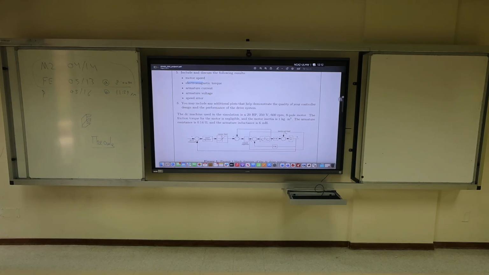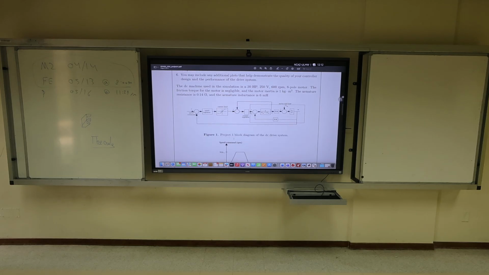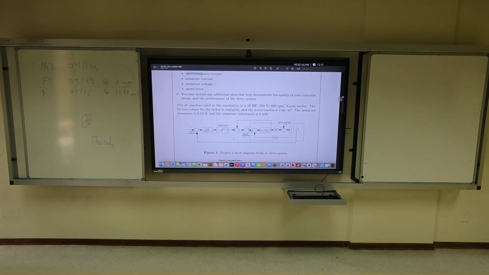Now these boxes, we want you to figure them out. No, figure it. No, not trial and error. It's already given, but you need to figure out what's the proper box. Is it a gain? Is it a transfer function? Is it a sum? It's your job.